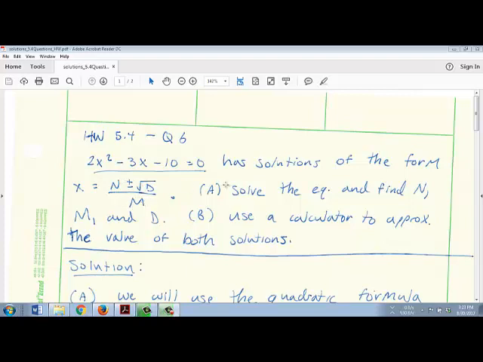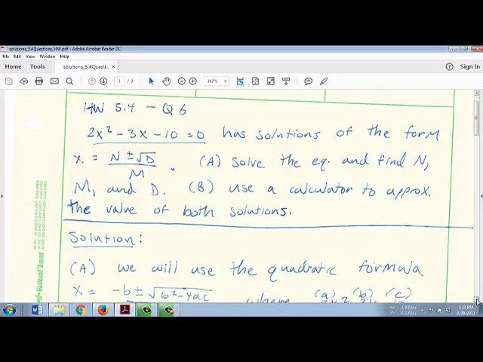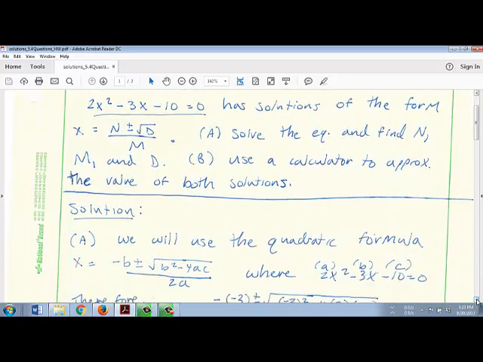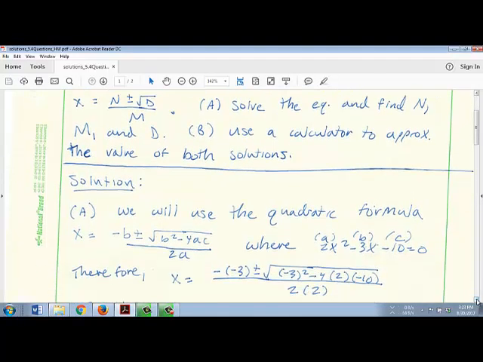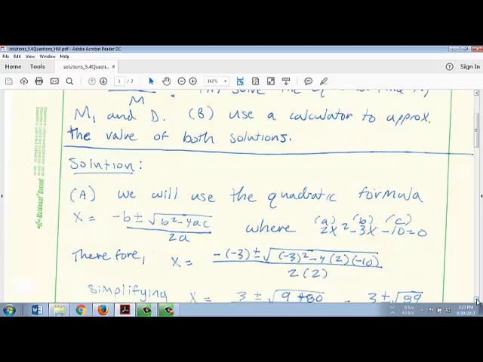This is really just a simplified version of the quadratic formula. We want to do two things. Solve the quadratic equation and find what N and M and D represent in the solution. And second, we want to use a calculator to approximate the actual values of both solutions. So here's the solution. For the first part, solving the equation to find N, D, and M, we will use the quadratic formula, which recall was negative b plus or minus square root of b squared minus 4ac divided by 2a.